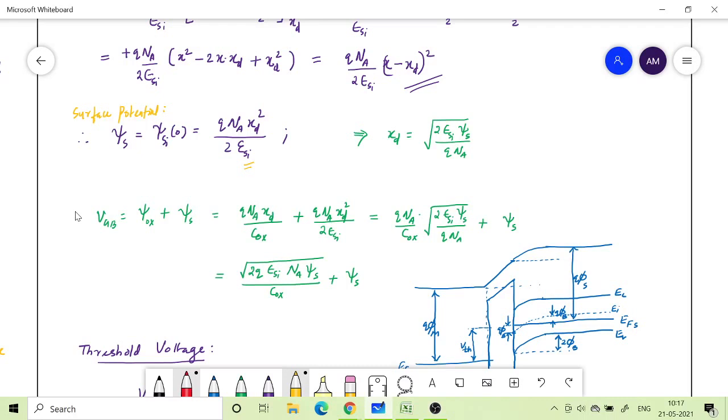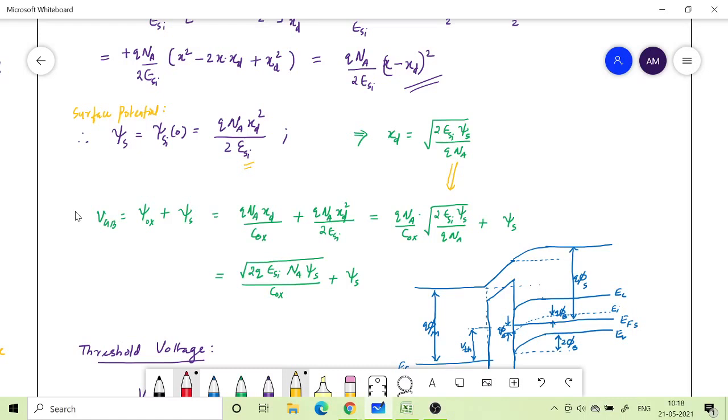Now if I substitute for xd in these two expressions, xd is an unknown. I don't know how much is the depth of the depletion region, but I know the relationship with psi s, the voltage drop. So if I write it in terms of psi s, then it will be like this. Okay, if there is a square term, it will be just taking things to the other side. So it will be q epsilon silicon psi s by q Na. Okay, but if it is xd, you need to put a square root of that.